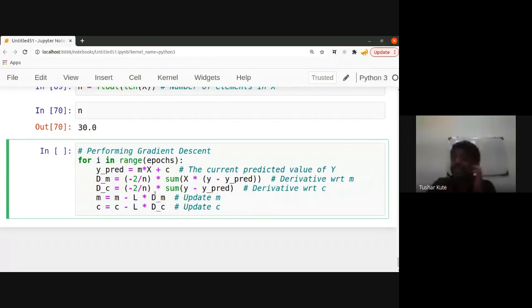dm is done. The derivative with respect to c is calculated. dc is equal to minus 2 divided by n into the sum of y minus predicted y. Then update the values with the fourth step which I mentioned. m is equal to previous m minus learning rate, that was 0.001, into the partial derivative. So m will be updated, and in the same way c is equal to c minus learning rate l into the partial derivative with respect to c. That's what we got, the m value and the c value.